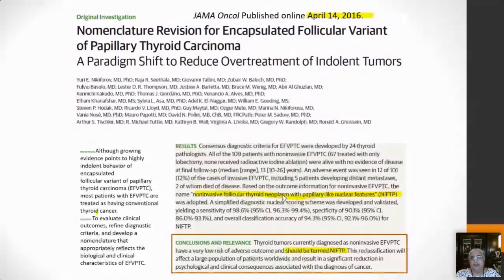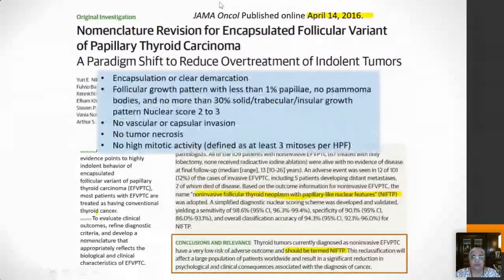because they were non-invasive. It comes from the fact that they look follicular, but they have papillary-like nuclear features. And so NIFTP has now become a very important entity, which I think has taken away the onus on pathologists to call these things papillary thyroid carcinoma, and therefore these patients are not being over-treated.